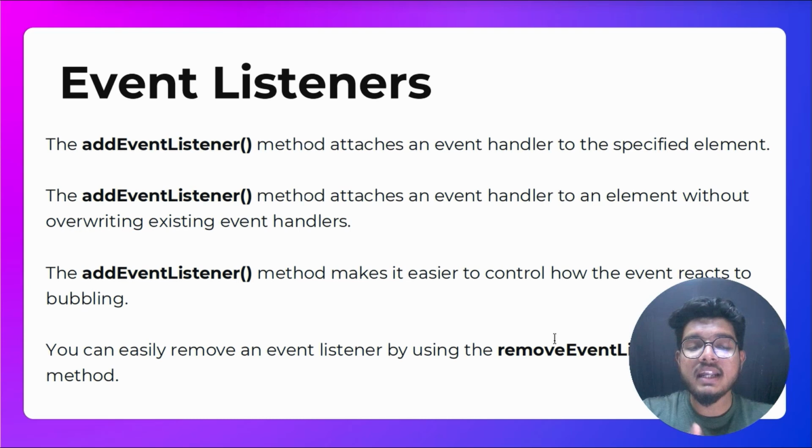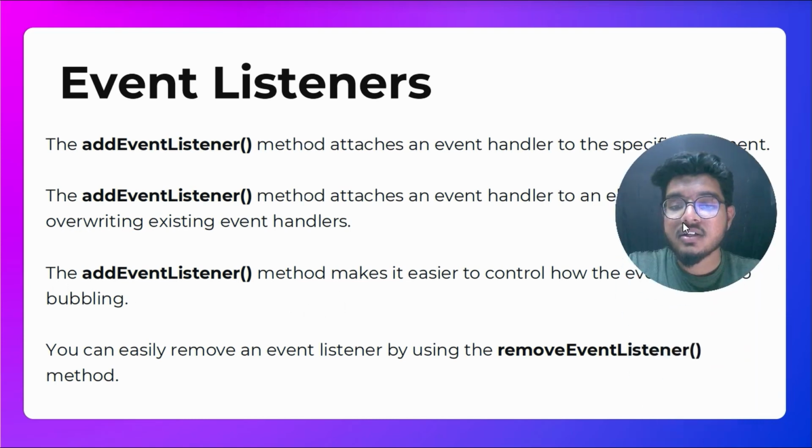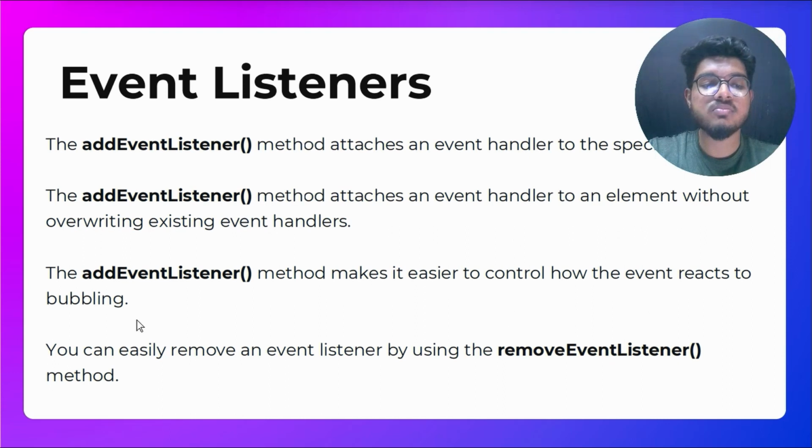The addEventListener method attaches an event handler to an element without overriding existing event handlers. Without overriding existing event handlers, if you want to perform a certain operation on that button, on that element, you can do it using addEventListener. The addEventListener method makes it easier to control how the event reacts to bubbling. You can easily remove an event by using removeEventListener. About addEventListener and removeEventListener, we will do practicals in DOM manipulation and projects. Very important concept. Okay. Next slide.